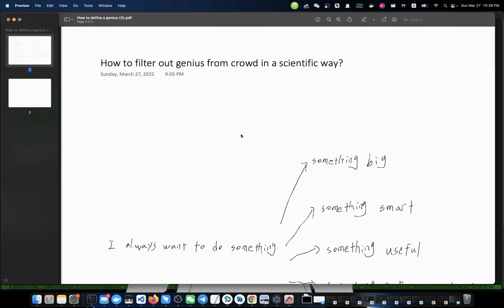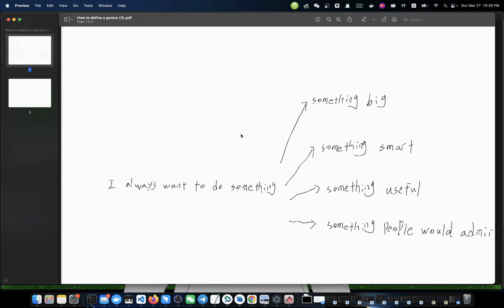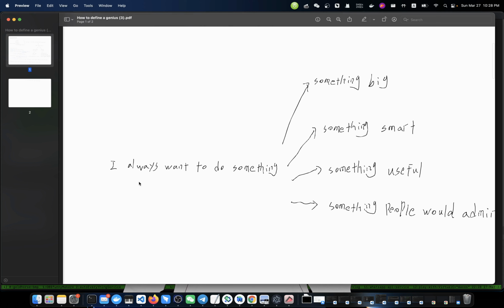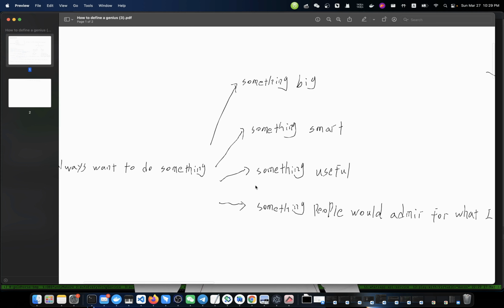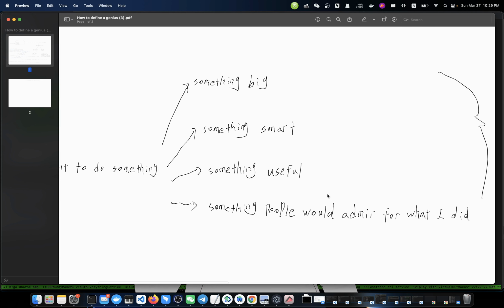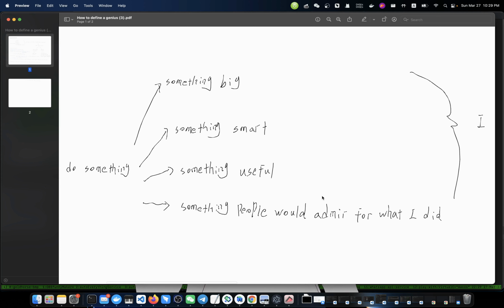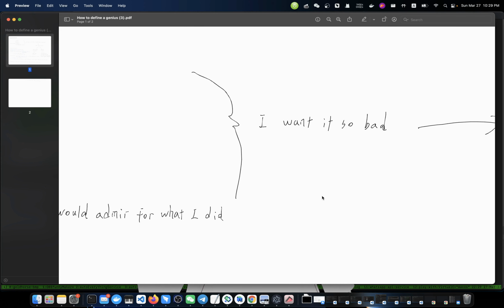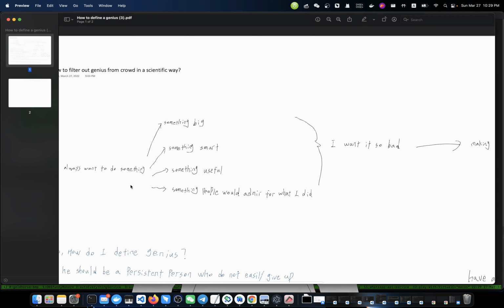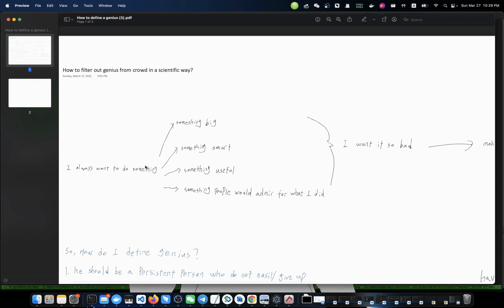Well, how can I do that? At the beginning, I had nothing to say, so I just wrote out: I always want to do something, but what kind of thing do I want to do? So in the following, I wrote something big, something smart, something useful, something people would admire for what I did, and a comment I wanted so badly. So in the end, how can I achieve this goal to make something great?